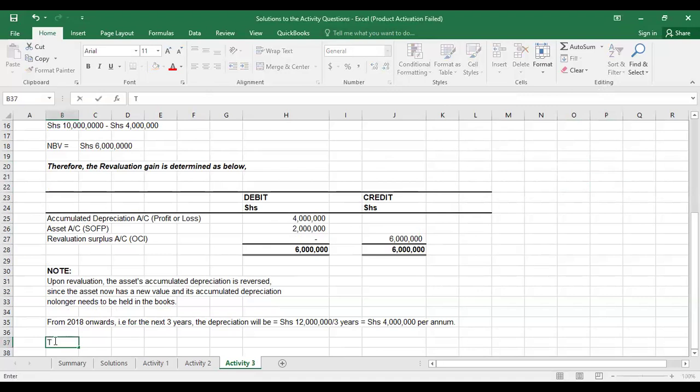So there is also another note to note: transfer of realized revaluation gain. Transfer of realized revaluation gain.